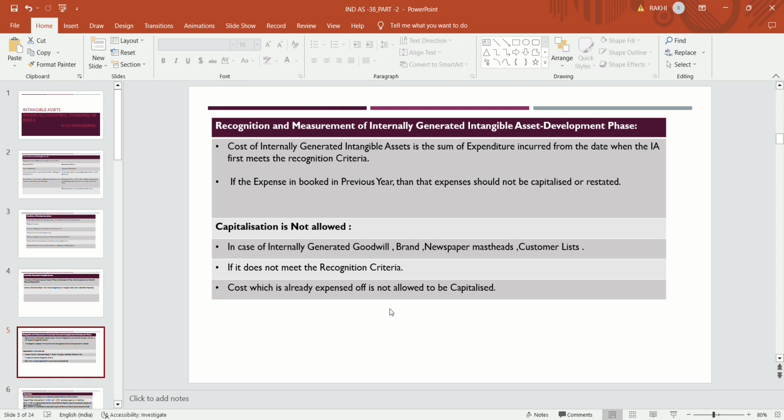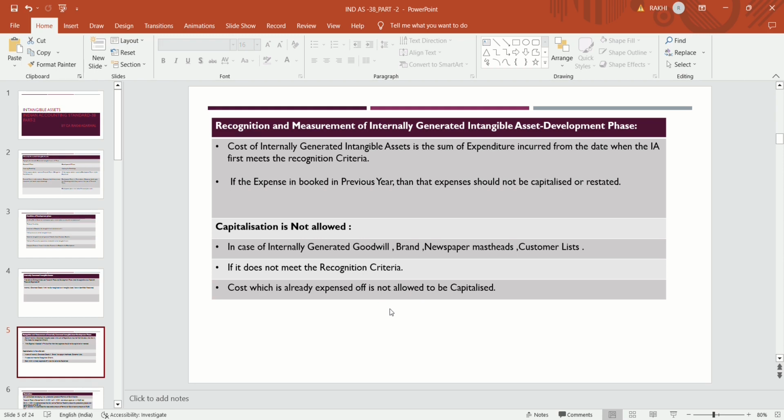The cost of an internally generated intangible asset is the sum of expenditure incurred from the date when the intangible asset meets the recognition criteria. Means these six criteria which we have discussed: technical feasibility is there, future economic benefit is probable, ability to use or sell the intangible asset, and the management has the intention to complete the intangible asset. Then only the company will be able to recognize or capitalize the internally generated intangible asset.